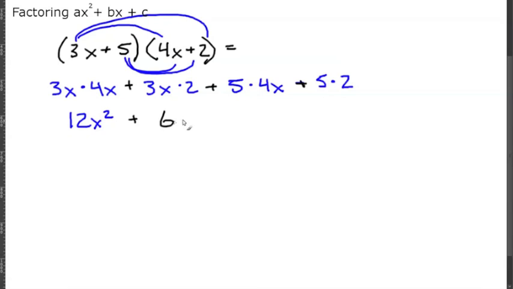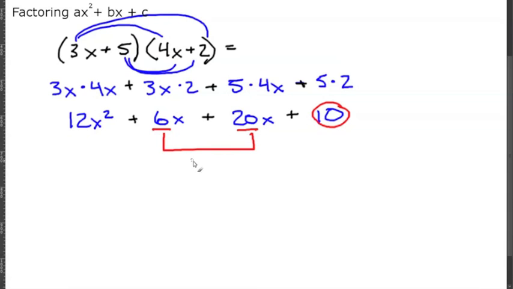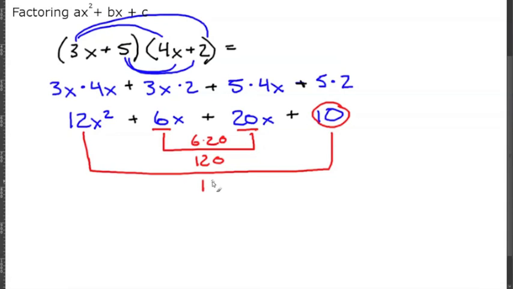plus 6x plus 20x plus 10. Our b term will still be some kind of m plus n. However, for our c term, it is not going to be m times n necessarily. If you look at this, 6 times 20 is 120, and 12 times 10 is also 120.